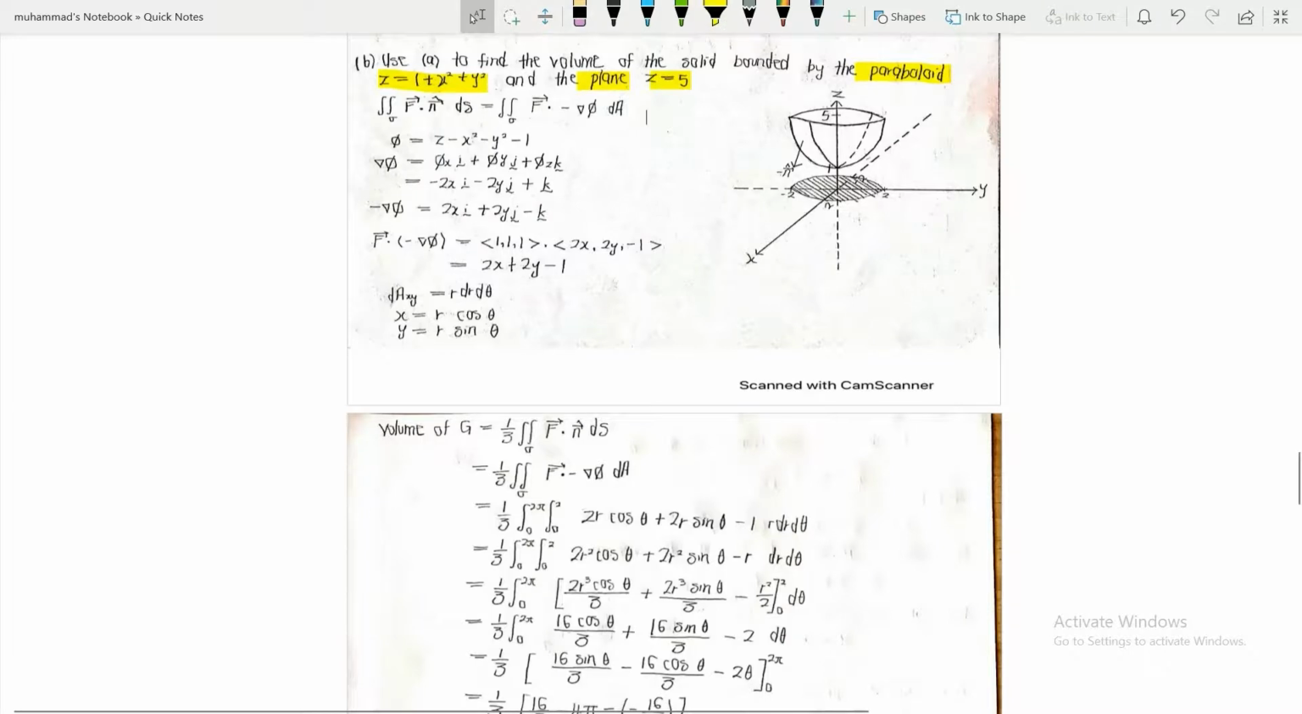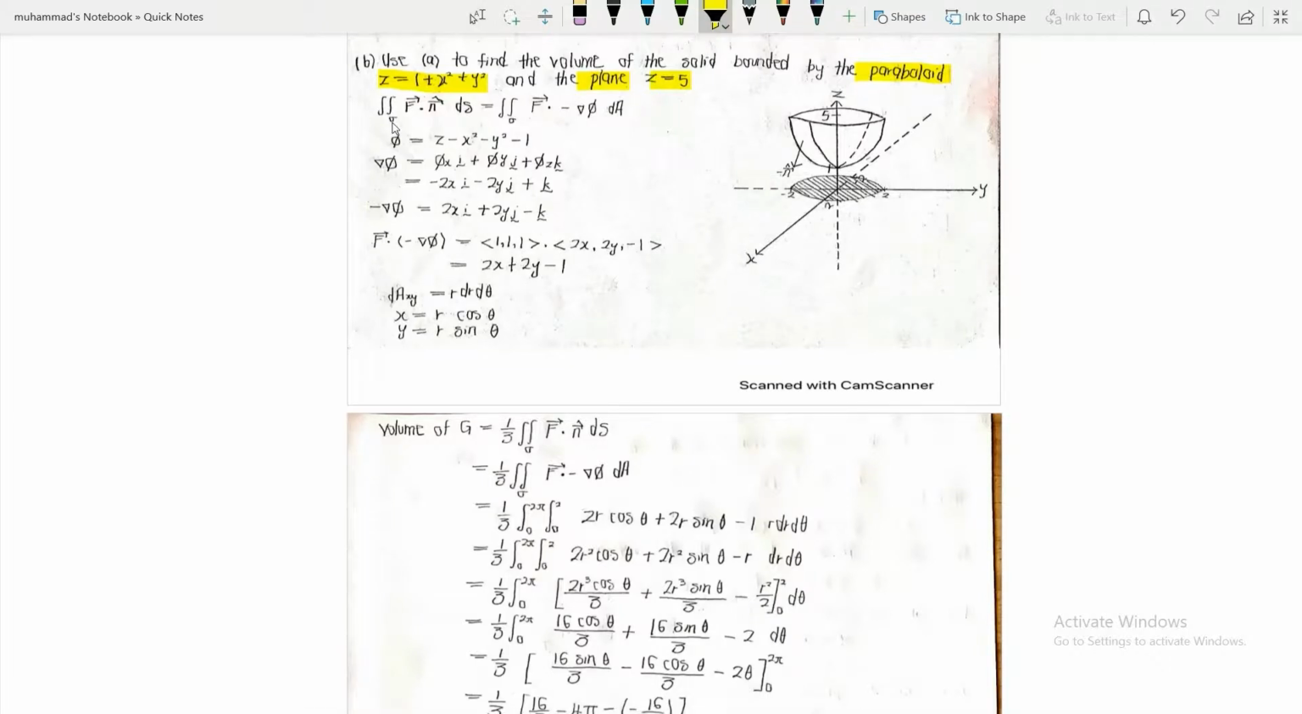First, we need to sketch. So, this is the paraboloid z equal to 1 plus x squared plus y squared and the plane z equal to 5. This is the shadow of the paraboloid onto the xy plane. We look from the top of the surface, so the normal n is pointing downward, negative n. The surface of the paraboloid is projected on the xy plane.